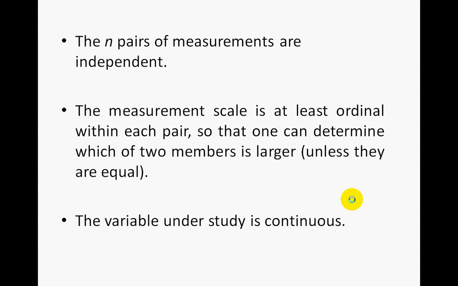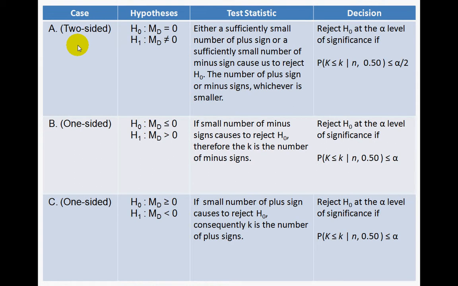The sign test for two related samples consists of three cases: case A, case B, and case C. Case A is the two-sided case. The hypothesis of case A is H0: MD equals 0, H1: MD is not equal to 0. For the test statistic, either a sufficiently small number of plus signs or a sufficiently small number of minus signs causes us to reject H0. The test statistic is the number of plus signs or minus signs, whichever is smaller.